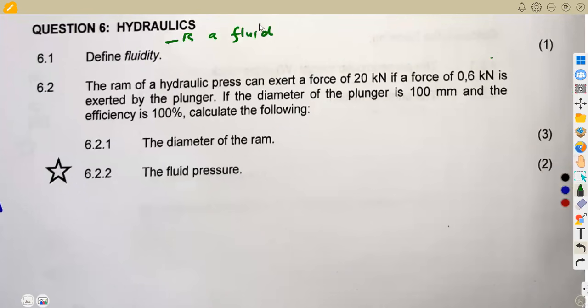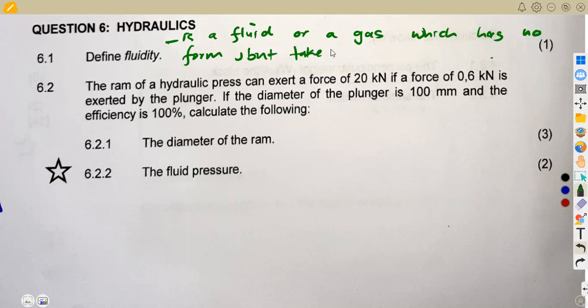Okay, let us just have this as a fluid or a gas, in this case, which has no form, but is going to take the form of the vessel. In this case, our vessel is the container in which it is captured.